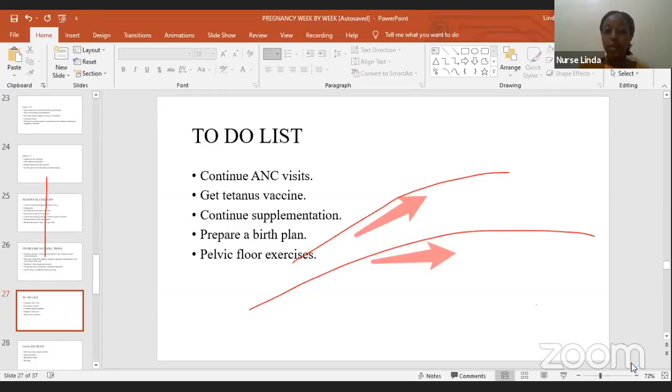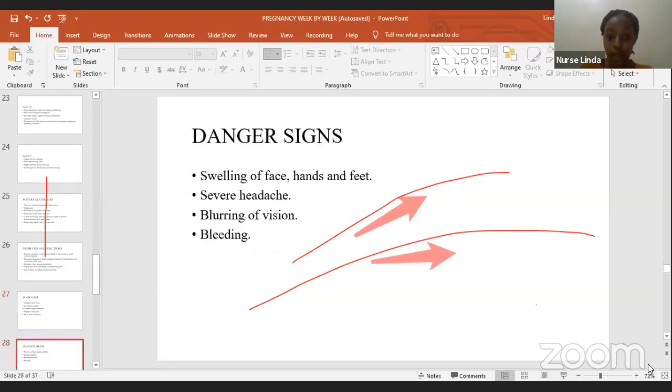They need to continue supplementation with IFAS, and they also need to prepare a birth plan. A birth plan involves where they will give birth, how they will get to hospital, the clothes for the baby, financial planning, everything that a baby needs to be taken care of. They also need to start buying clothes and all that. They can also do pelvic floor exercises. These are the Kegel exercises, I might not be able to indulge in that. We have just about 6 minutes.